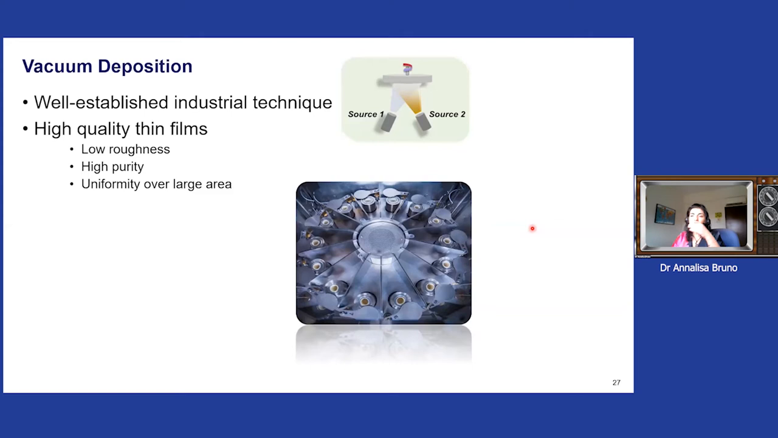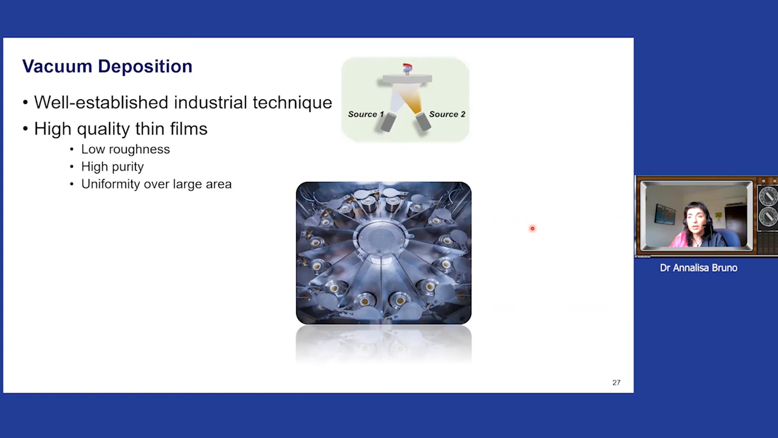But let's go to the last part of my presentation, where I show you all the potential and all the effort that we have done in the last few years regarding vacuum deposited perovskite solar cells. So the vacuum deposition is a well-established industrial technique. Just to give you an idea, all the OLEDs that you have on your telephone or your screen are all prepared by vacuum process, by thermal evaporation. So in the semiconductor industry it is one of the most widely used.